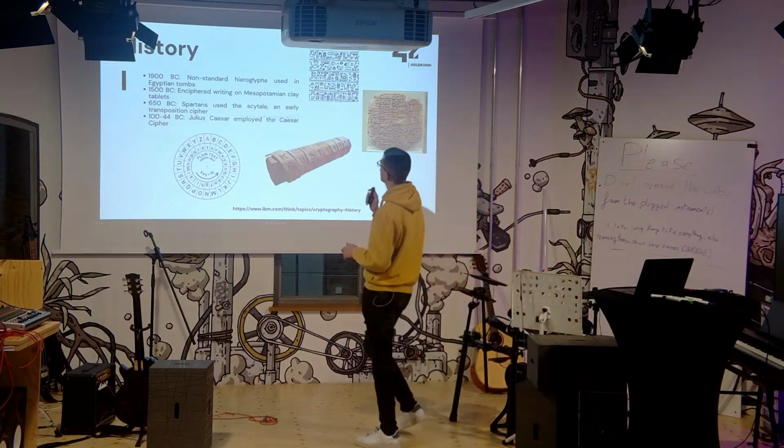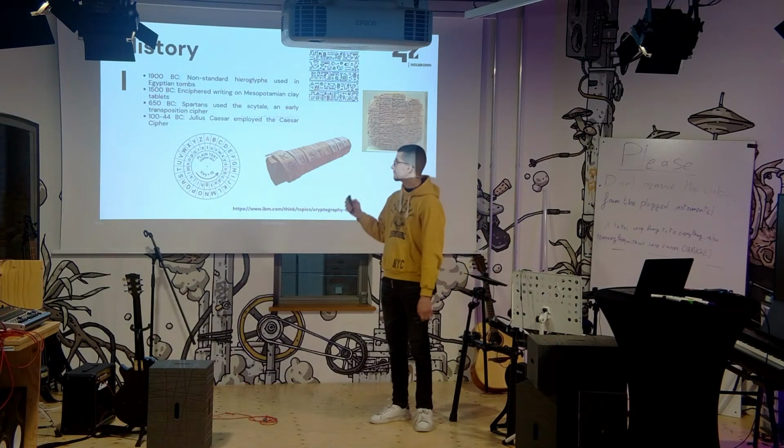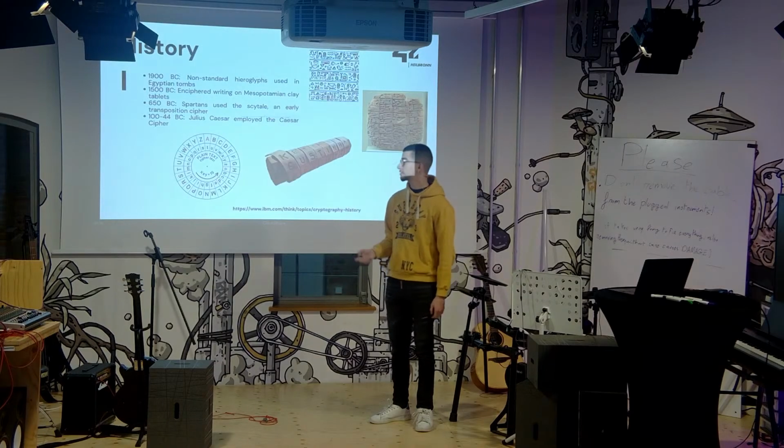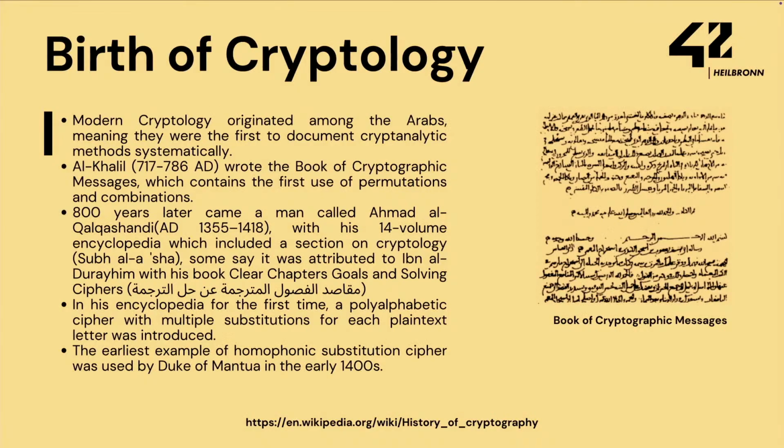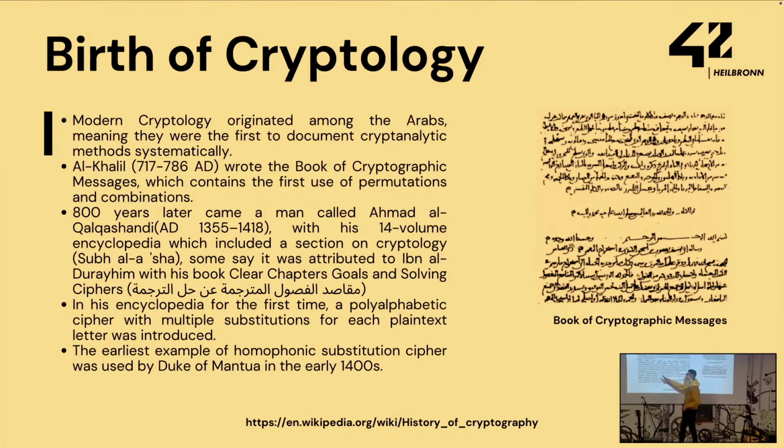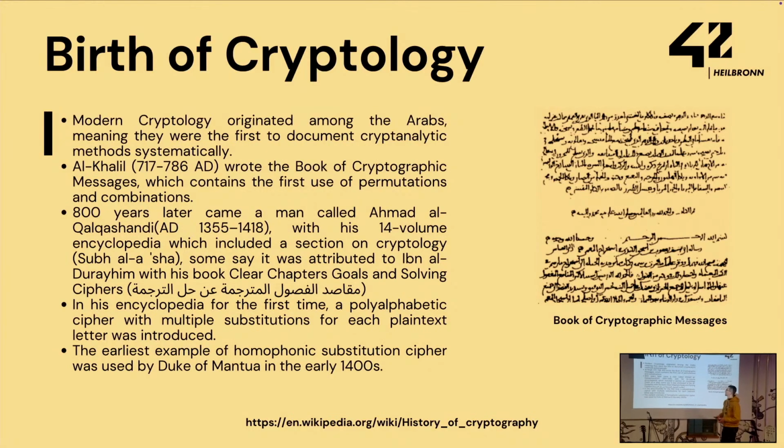So this was before BC. Now, a couple of hundreds of years later, we have the birth of actually cryptology, and it was in the Golden Arab era, which started with Al-Khalil between 717 and 786 AD. He wrote basically the first cryptographic book that we can actually call a book that defines cryptography as we know it today, and which also has permutations and combinations.